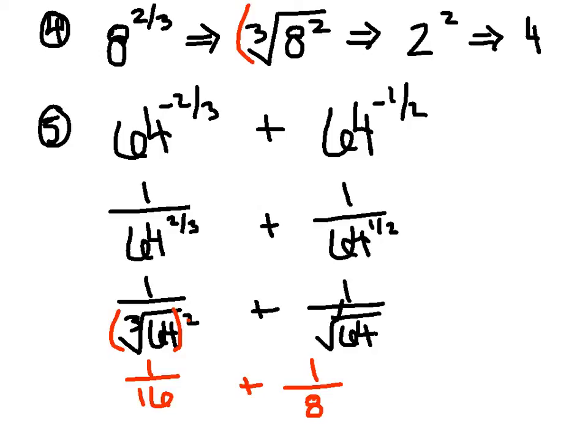And now I need to get common denominators. 1 divided by 8 is equivalent to 2 divided by 16. Now I've got my common denominators, I'll add them, and my final answer is 3/16.